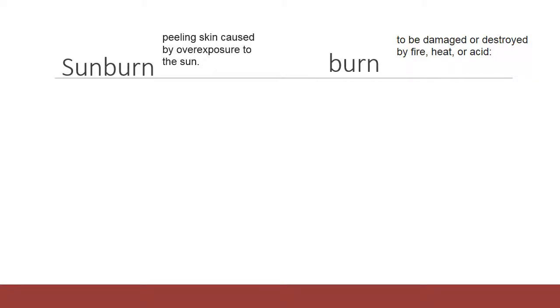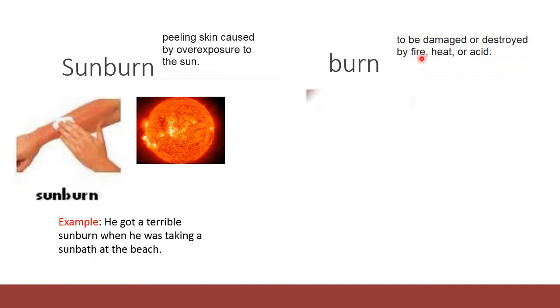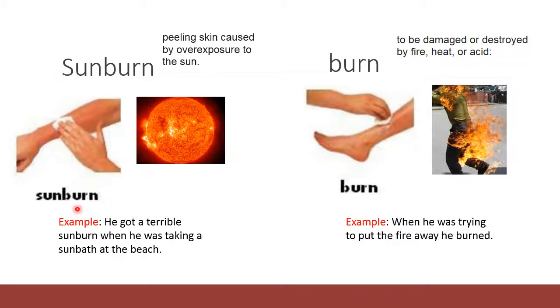The next two verbs are to sunburn and to burn. A sunburn is peeling skin caused by overexposure to the sun, and burn is to be damaged or destroyed by fire, heat, or acid. So let's check some examples. With sunburn: he got a terrible sunburn when he was taking a sunbath at the beach. With burn: when he was trying to put the fire out, he burned himself.